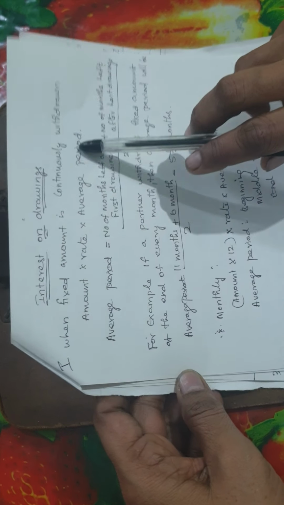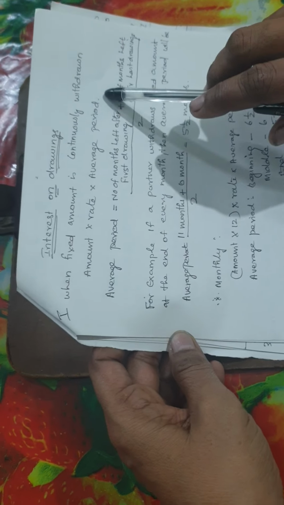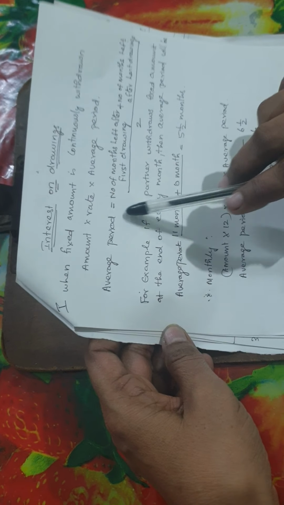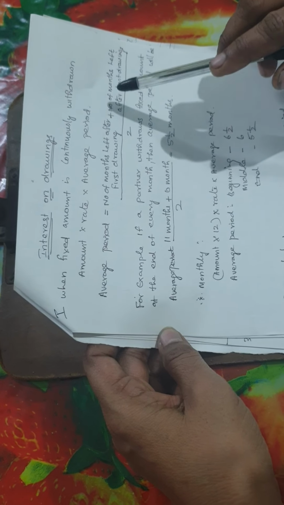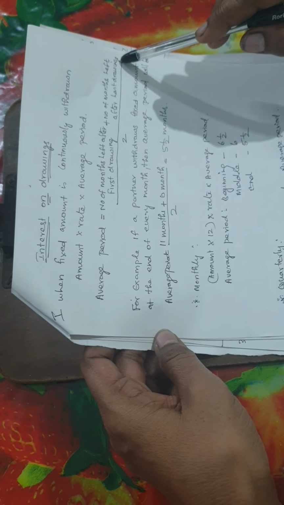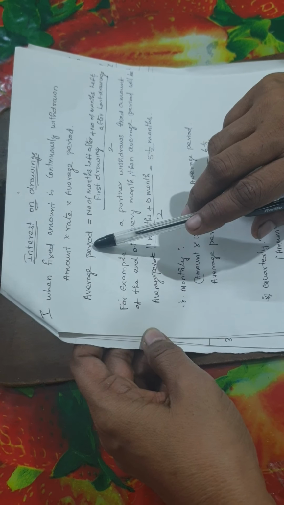When a fixed amount is continuously withdrawn, the interest is amount into rate into average period. Average period is nothing but number of months left after first drawing plus number of months left after last drawing, divided by 2. This is the formula for calculating average period.